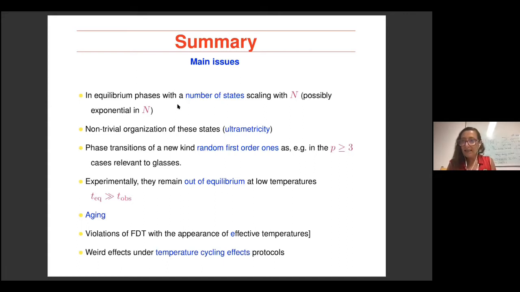And in disordered systems of the spin glass kind, you have weird effects in the way the system reacts to changes in the temperature of the bath. This is sometimes called temperature chaos. It also has a lot of implications in experiments.